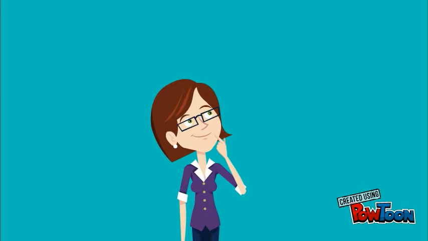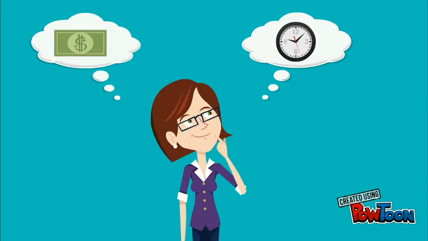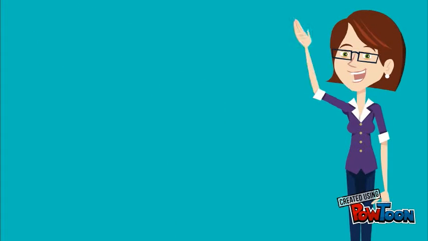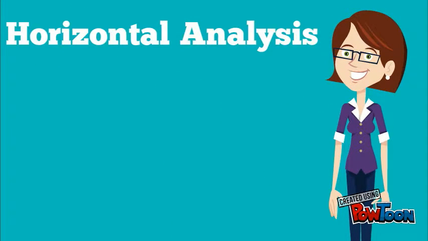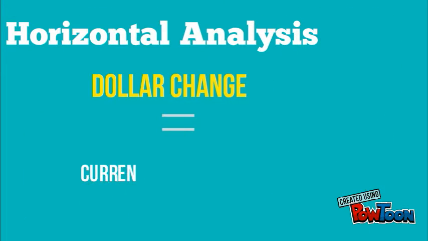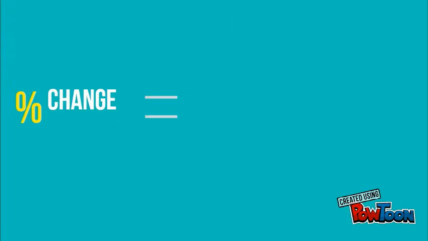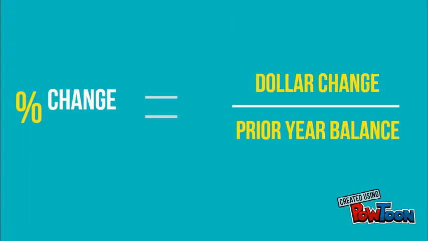Horizontal analysis is the comparison of a dollar change in account balance over a certain period of time. The first step in calculating horizontal analysis is calculating the dollar change by taking the current year balance and subtracting the prior year balance. The percentage change in these accounts can then be calculated by dividing this dollar change by the prior year balance.